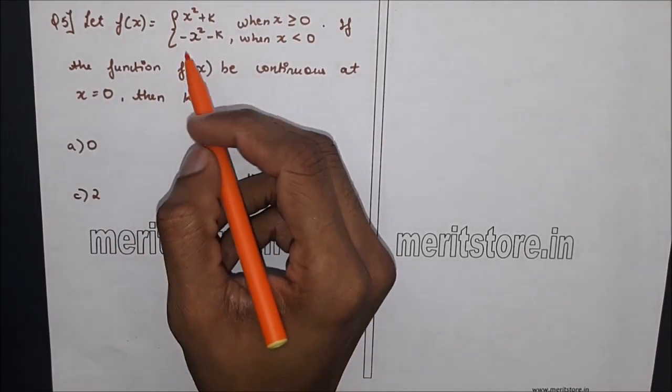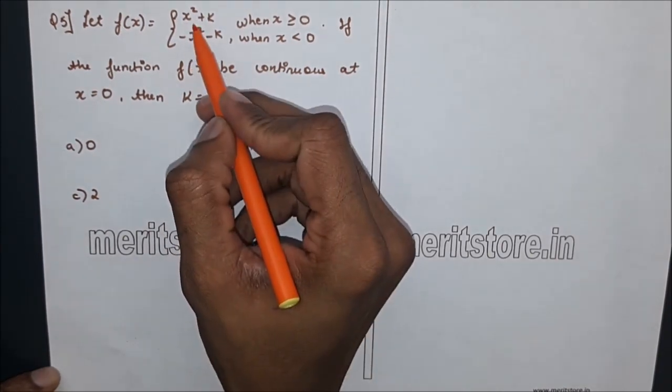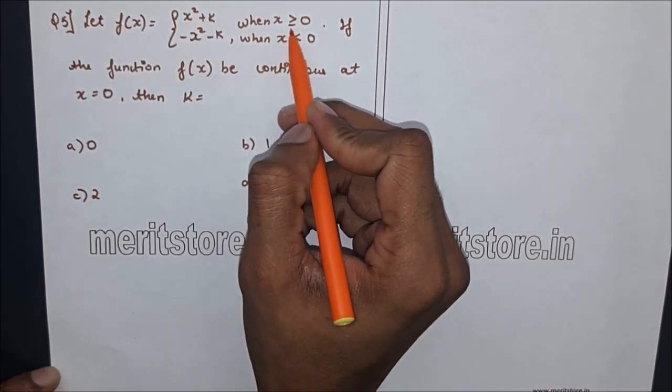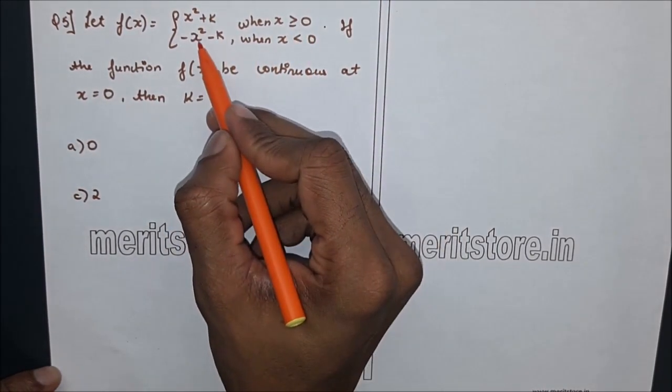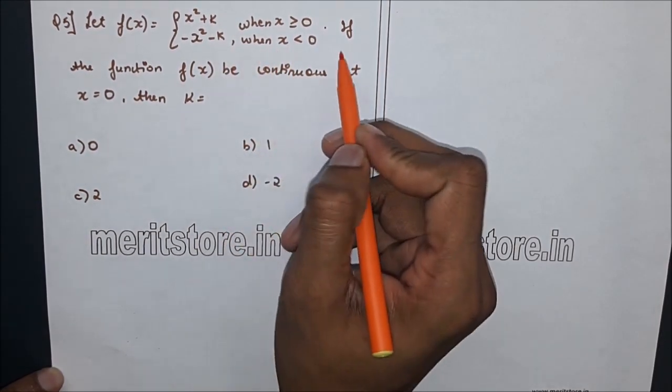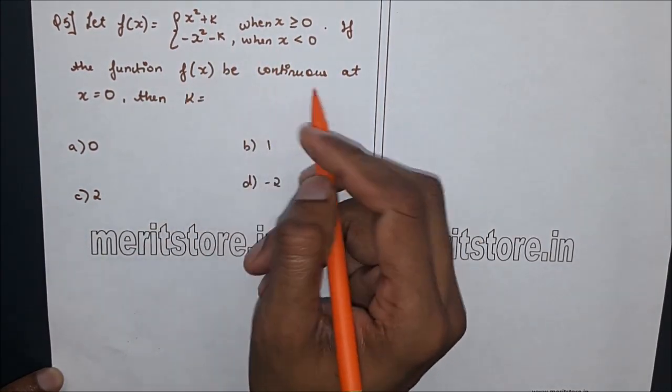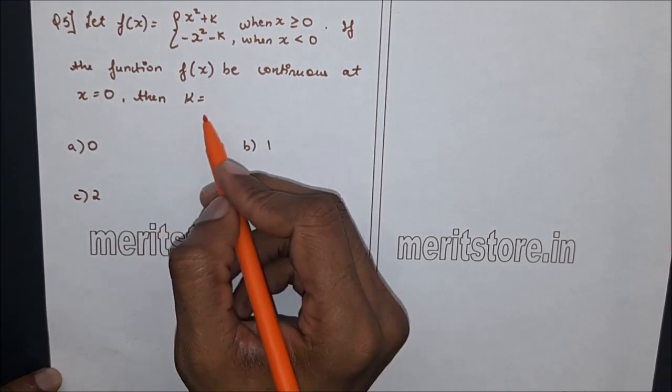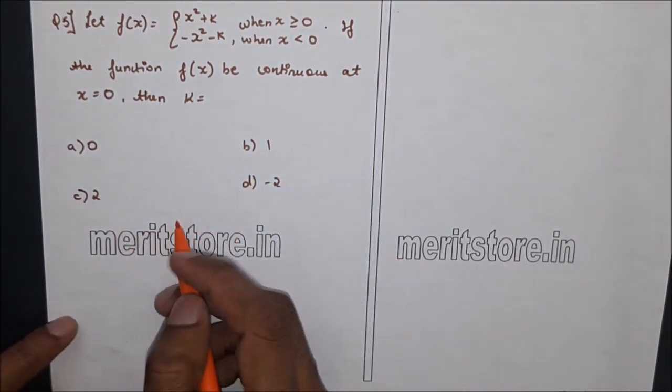Question 5. Let f of x equal x square plus k when x is greater than or equal to 0, and minus x square minus k when x is less than 0. If the function f of x is continuous at x equal to 0, then k is equal to. We are given 4 options.